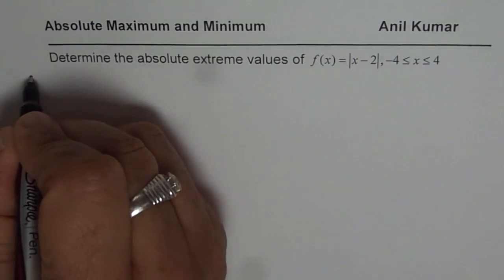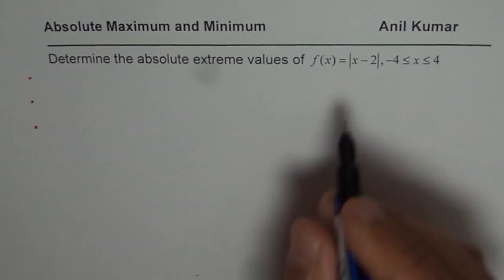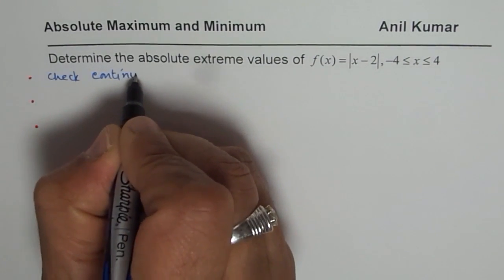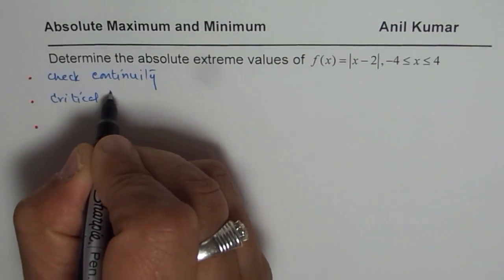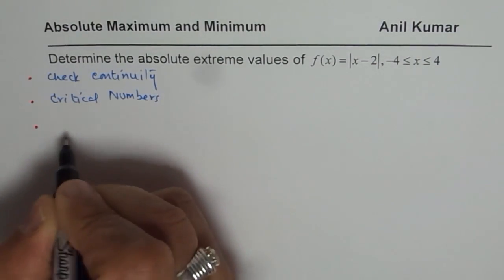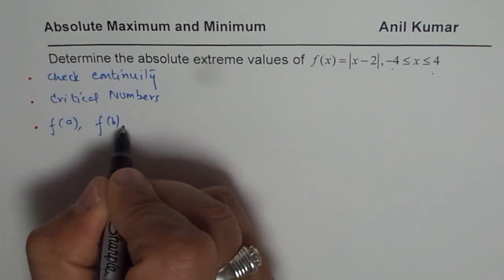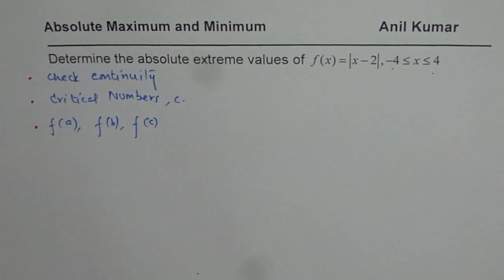So we need to do 3 steps to begin with. Let's be very clear about these 3 steps. The first step is check continuity, right? Second is to find critical numbers, and then to find the value on the extreme points given to you, right? I'm writing in general f, a, b, and c, where c is the critical numbers. Okay, so these are the 3 steps to be followed, and always you have to do these 3 steps when we're talking about absolute maximum or minimum, right?